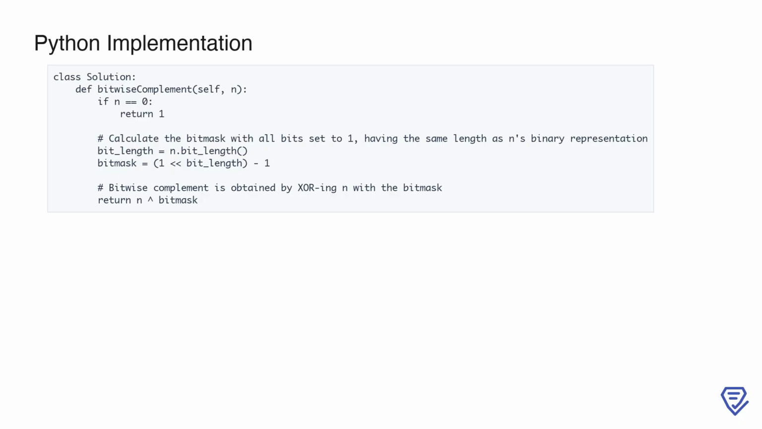3. Using the bit length, we construct a bit mask where all bits are set to 1 and the length matches the binary representation of n. The bit mask is created by left shifting 1 by the bit length and subtracting 1. For example, if n equals 5, binary 101, the bit mask will be 111. 4. Finally, we compute the bitwise complement by XORing n with the bit mask. This effectively flips all bits in n's binary representation, giving us the desired complement. 5. The result is returned as the complement of the base 10 integer n.